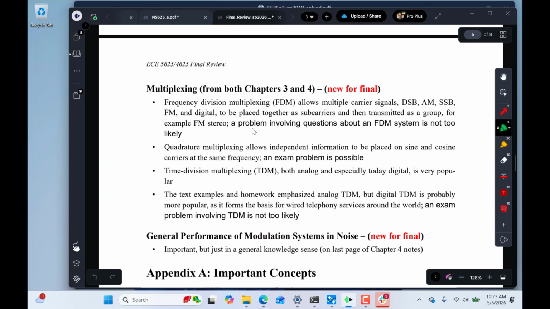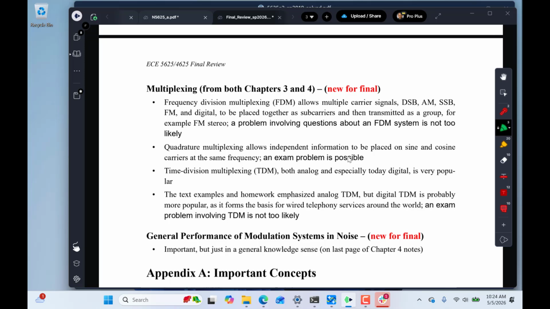Now we get into what's new. Multiplexing is in set number 10. We talked about that this morning already, so it's definitely new for the final. Quadrature multiplexing is talked about today, and in the short video I made before I left. That is possible. I could even ask you a discussion question if I felt inclined to grade that: how are quadrature multiplexing and digital modulation similar? They basically use the idea that you can put things on the in-phase and quadrature channels.